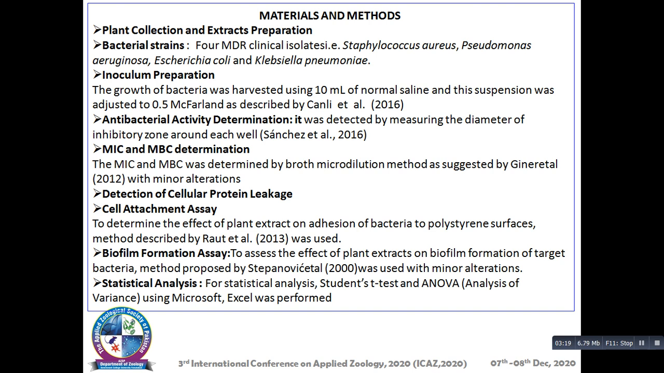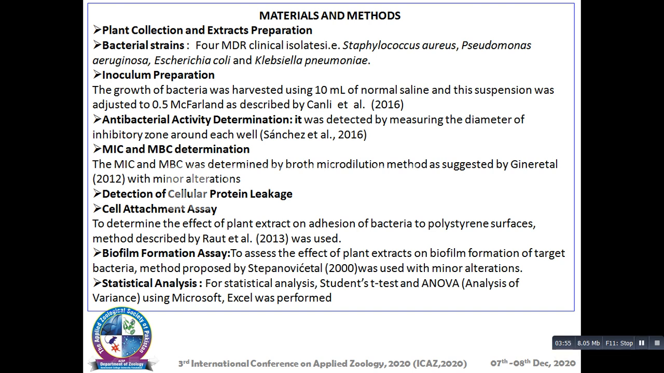DMSO was used as a negative control and ampicillin was used as a positive control. Detection of cellular protein leakage: in order to detect the disintegration of the cell envelope after the treatment of cells with the plant extract exhibiting the lowest minimum inhibitory concentration, cellular protein leakage was measured. The absorbance of the suspensions was measured at 595 nanometers.